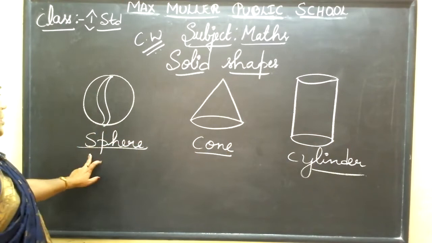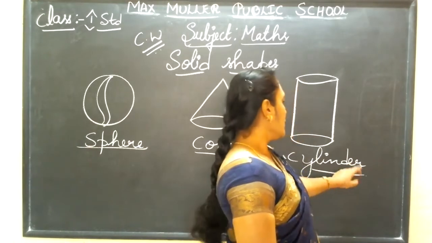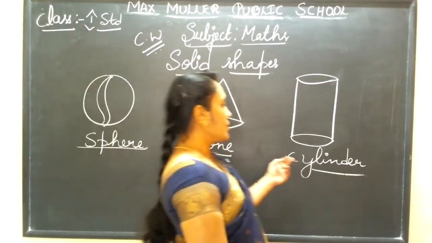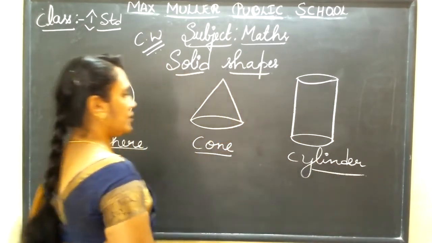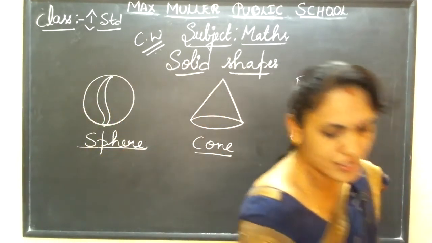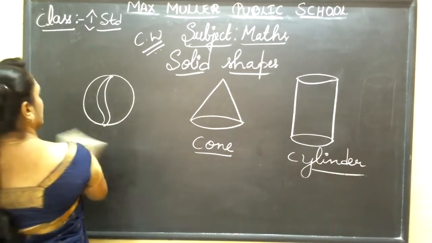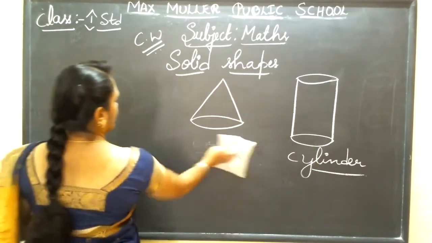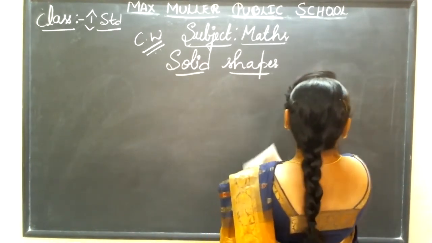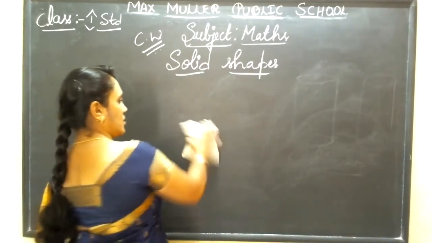Understand how to do? Sphere, S-P-H-E-R-E, sphere. C-O-N-E, cone. C-Y-L-I-N-D-E-R, cylinder. What is this? Cylinder. Sphere. Cone. Cylinder. Next, we'll draw the next shape. Shall I erase this? Have you understood? Yes. Draw in the next page. Don't draw all the shapes in the same page. You can use the next page.